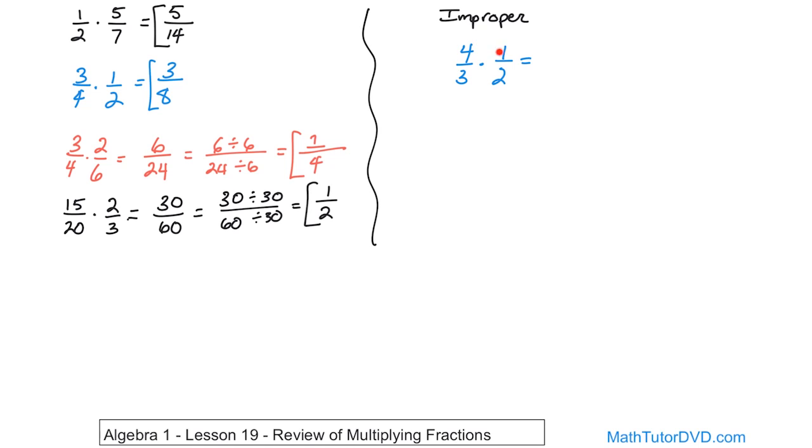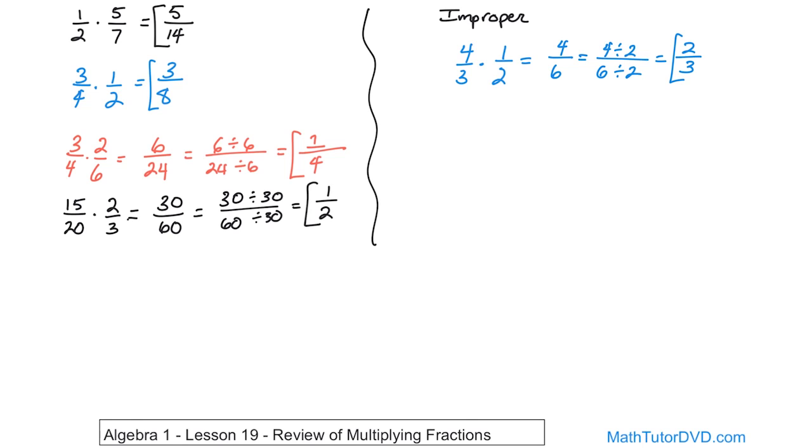Same sort of thing. 4 times 1 gives me 4. 3 times 2 on the bottom gives me 6. And I ask myself, is this simplified? No, it's not, because I can take 4/6. I can divide the top by 2 and the bottom by 2. 4 divided by 2 is 2. 6 divided by 2 is 3, so it's 2/3. That is the final answer.